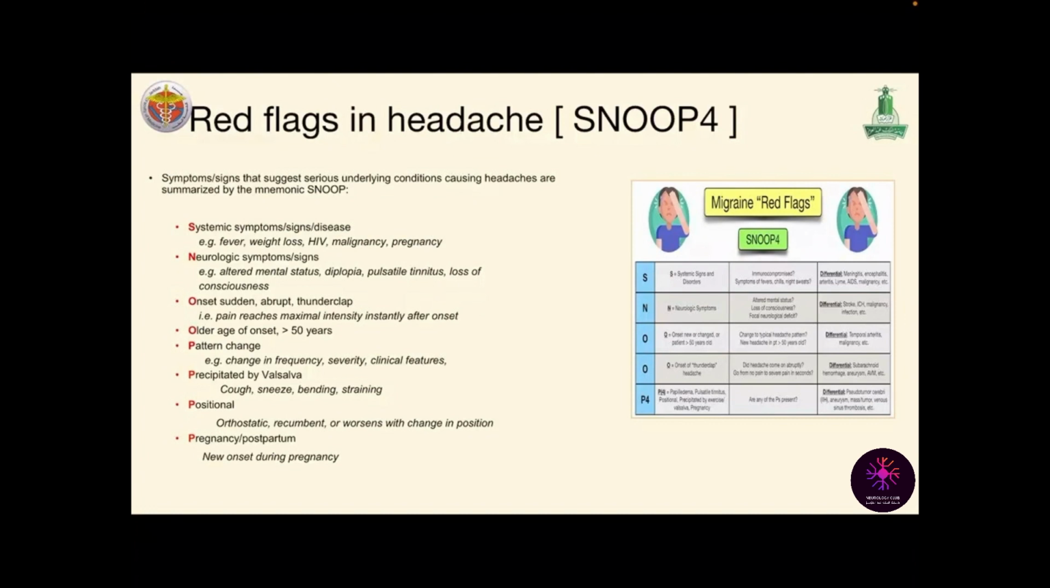Then we have the N, which stands for neurological symptoms and signs. So confusion or loss of consciousness, of course, should not be taken lightly. They could indicate more serious conditions like, for example, meningoencephalitis, stroke, CVT. Also, we have diplopia and pulsatile tinnitus that can result from increased intracranial pressure. So just a couple of examples that could have diplopia as a presentation along with headaches.